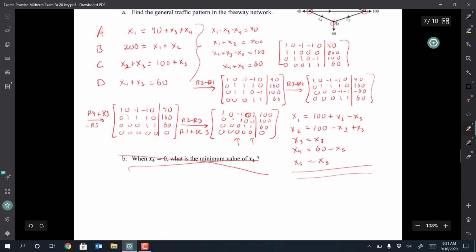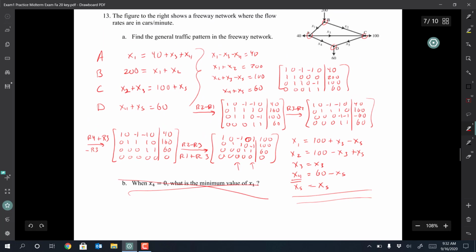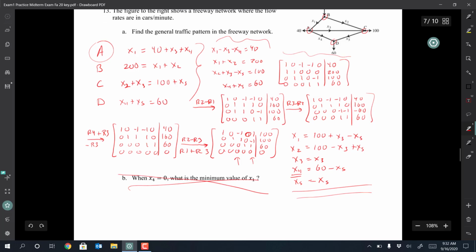Since all our flows must be positive, because x4 would have to be positive, x5 couldn't be greater than 60. So that might be a typical type of question for after we get done working through our network flow. The important thing is that we use each node to generate an equation. Once we have our equations, we reorganize them into a linear system, and from there it's just row reduction and writing out our solutions to solve network problems.